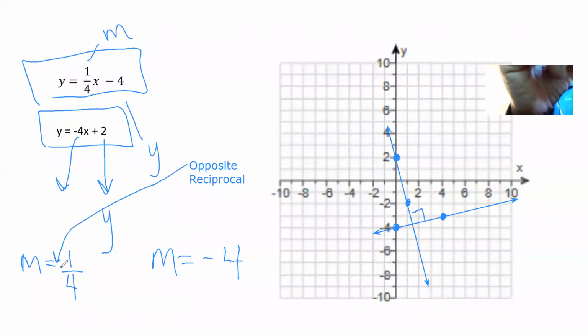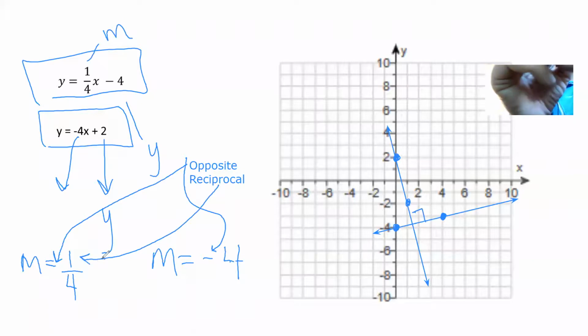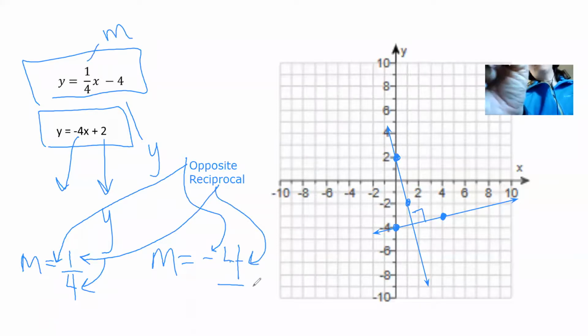See how this first slope is positive? That means this one is negative. And then reciprocal refers to the actual number. So 1/4 was my number. If I flipped it, I would actually have 4/1. So when you have lines that are perpendicular, their slopes are opposite reciprocals. You have to have both. You can't just have a reciprocal.